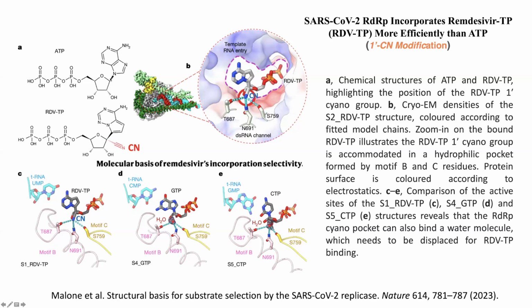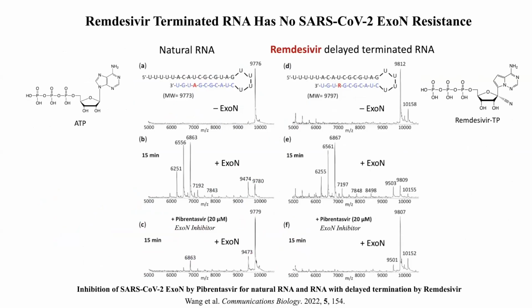Remdesivir is an analog of ATP. Then we synthesized the RNA that may make the delayed termination. For example, here is remdesivir, and here are 3 natural nucleotides incorporated after it. So this is a delayed termination product, and here is the natural RNA. Then we treat it with exonuclease. You can see once you add exonuclease, all the parent molecules, the natural one, are rapidly degraded. The same with this remdesivir-terminated RNA, rapidly degraded.